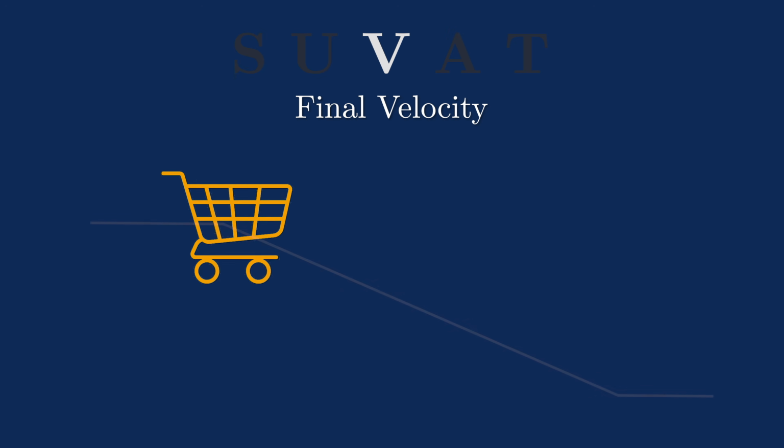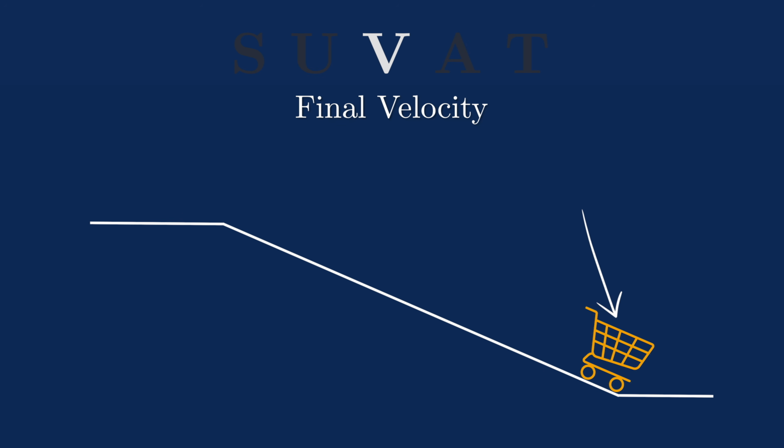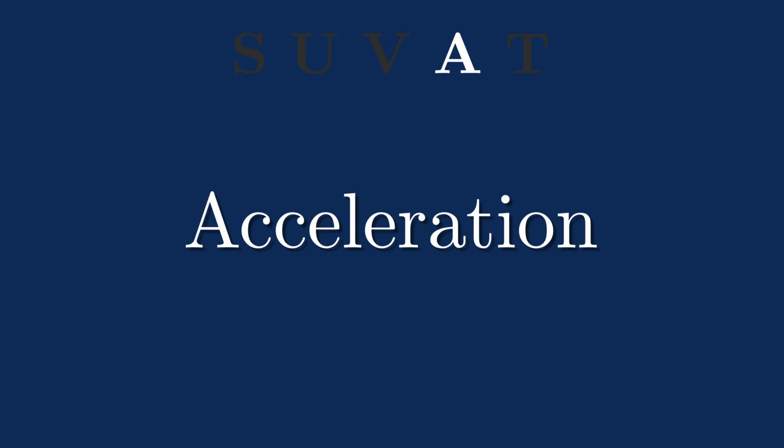Then we have the final velocity, written as V. This is how fast the object is moving at the end of the motion we care about. So if we take a trolley and roll it down a ramp, its final velocity is the speed it has reached at the bottom.